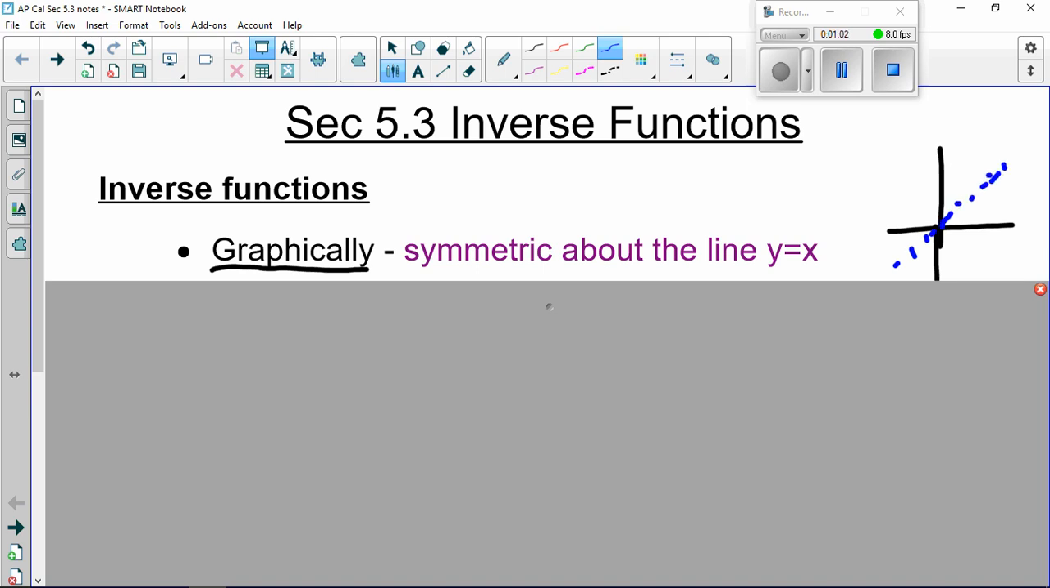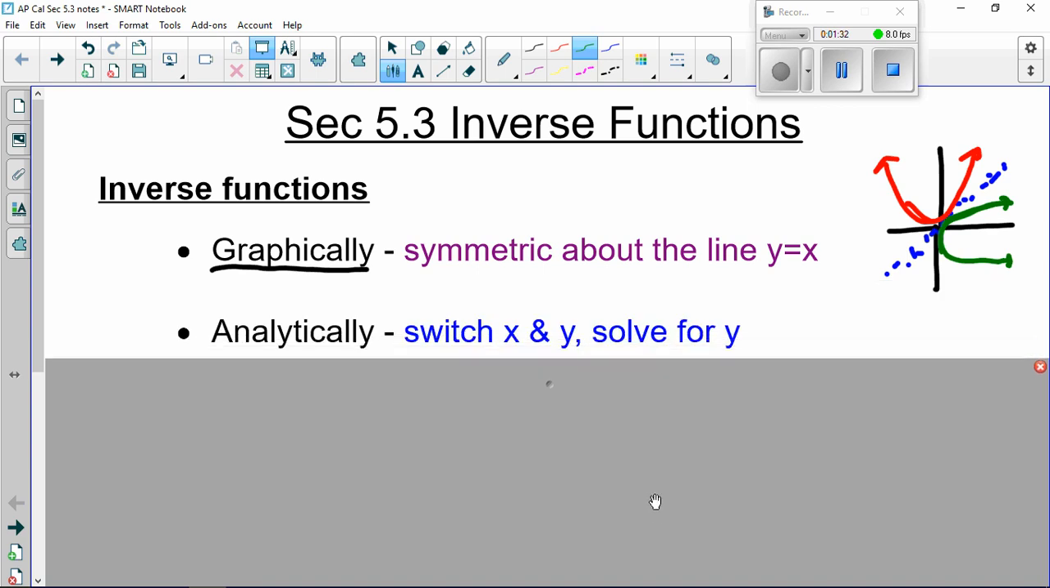The line y equals x is this diagonal line that I just kind of dotted. So like, let's take a parabola. That's a graph that we are familiar with. Well, the inverse of this is going to be flipped along that dotted line, and it's going to look like this. So it's going to be a mirror image. Drawing it isn't perfect, but that's what happens.